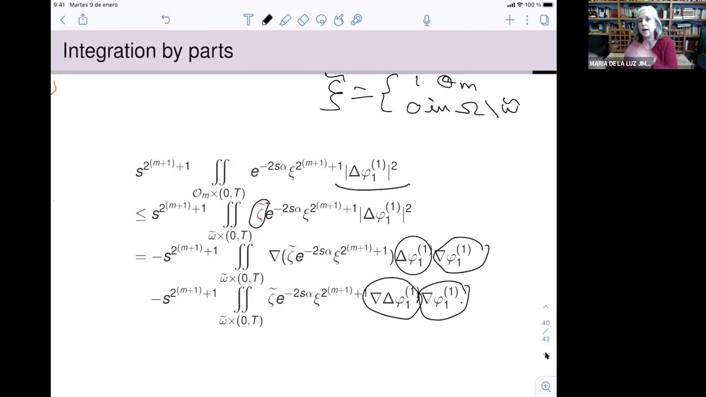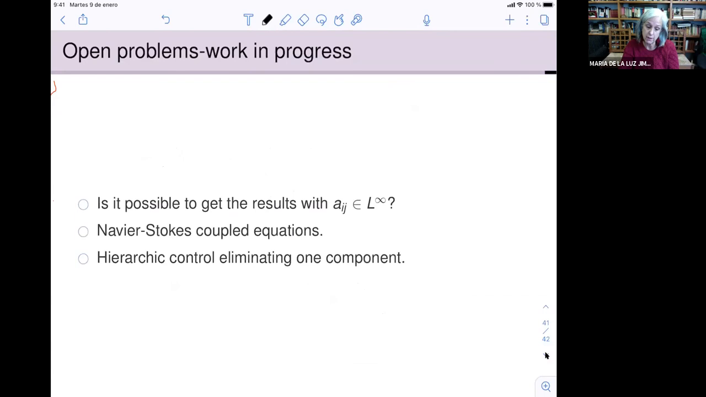And again, we integrate by parts doing the same kind of argument. And so this is all, but we have several open problems. The first one I want to get to is what to do if you have A_ij in L infinity or in C infinity. There's no problem of regularity.